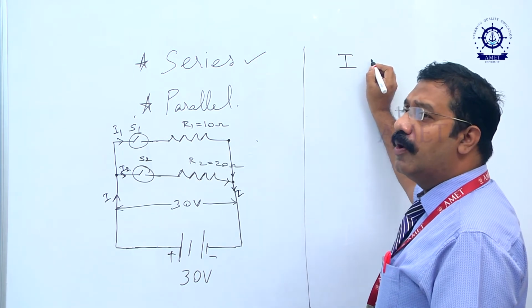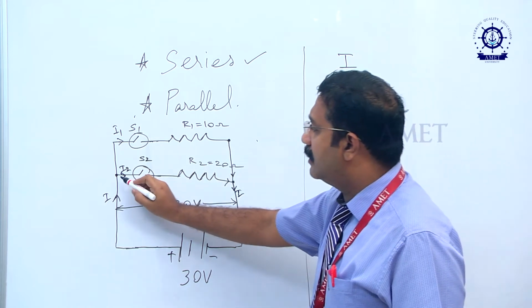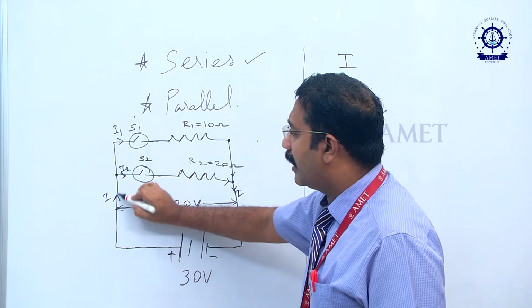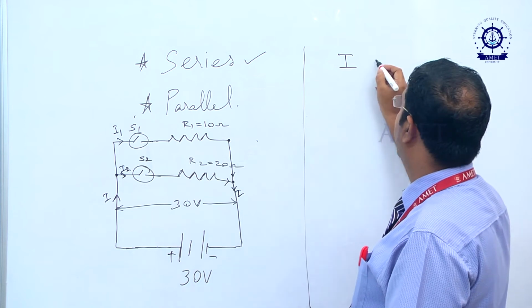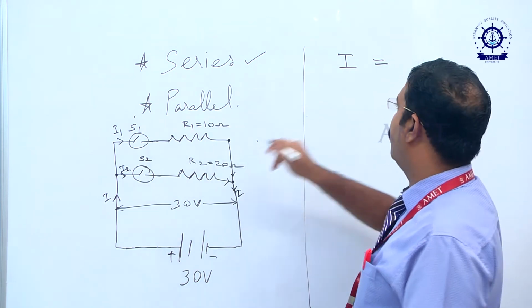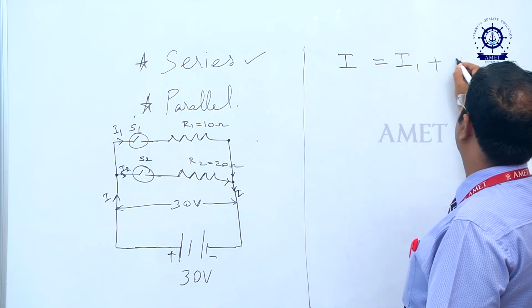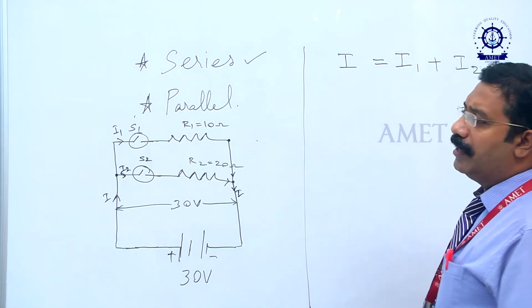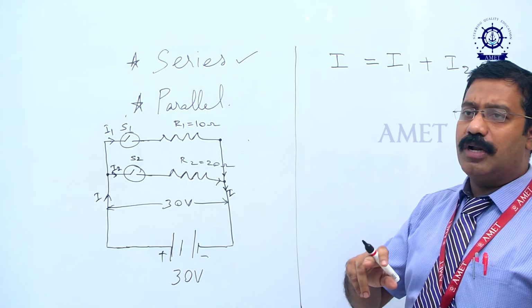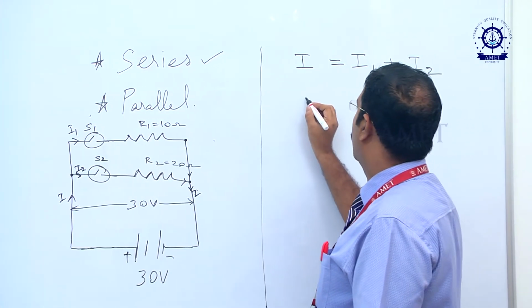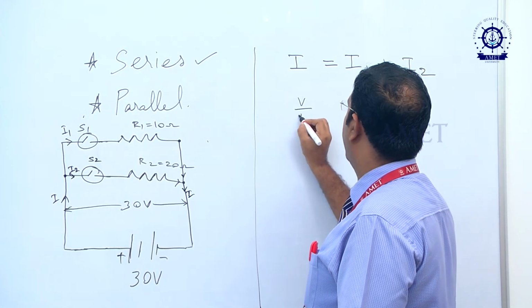Here also I will be using the formula of Ohm's law, I is equal to V by R. At this junction, I told you that the current entering, I, is equal to the current leaving. What are the currents leaving? I1 and I2 are the currents leaving. According to Ohm's law, I is equal to V by R, V divided by R.